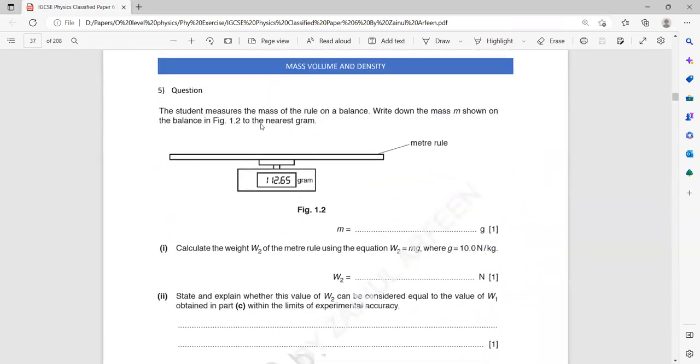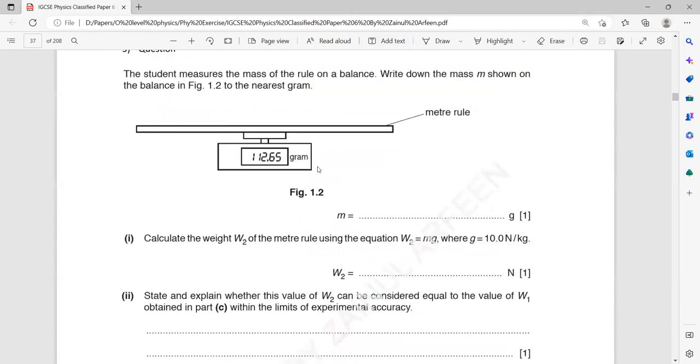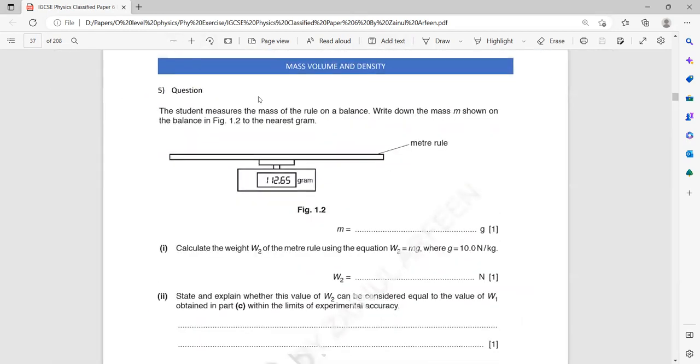Moving on to the next question, question 5. Because in this exercise we are doing, the questions are only related to mass, volume, and density. Paper 6 question. The student measures the mass of a rule on a balance. Write down the mass shown to the nearest gram. So 112.65, so it is 113 gram. Calculate the weight W2 of the meter rule by using the formula W equals mg. So mass into gravity.